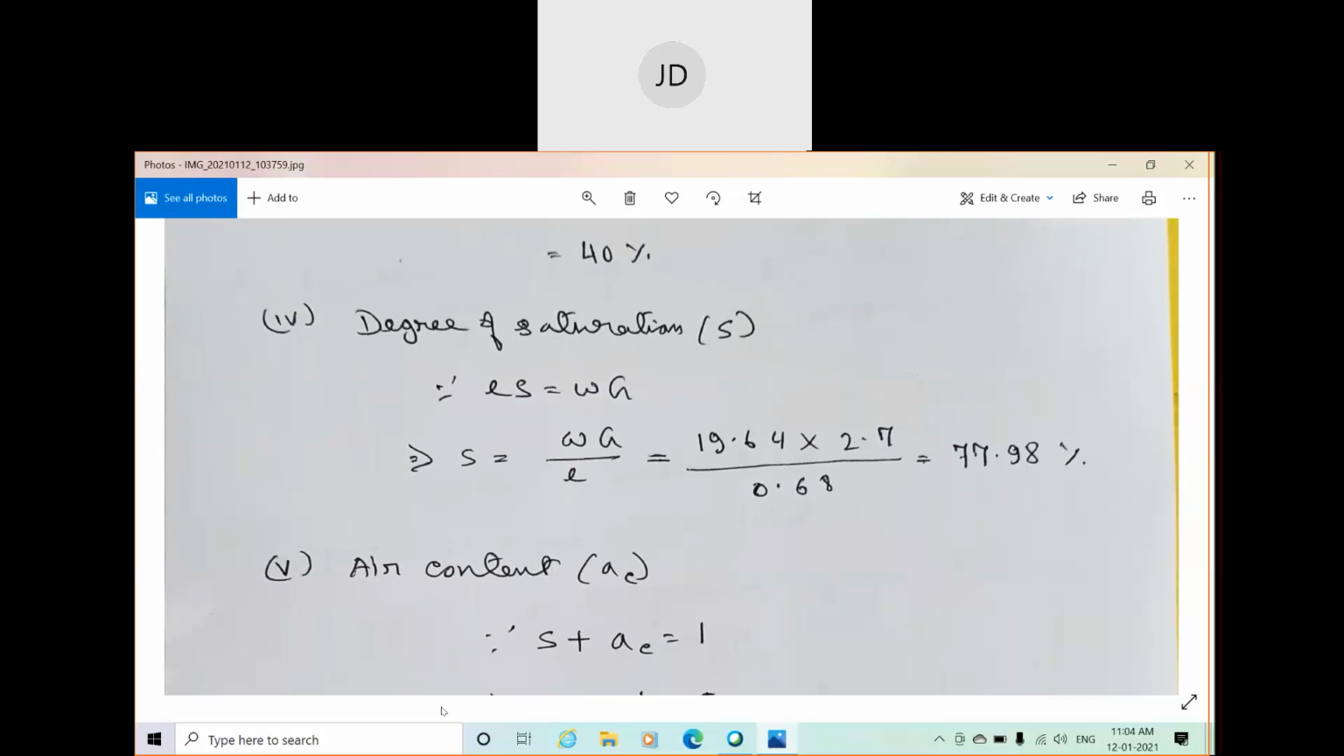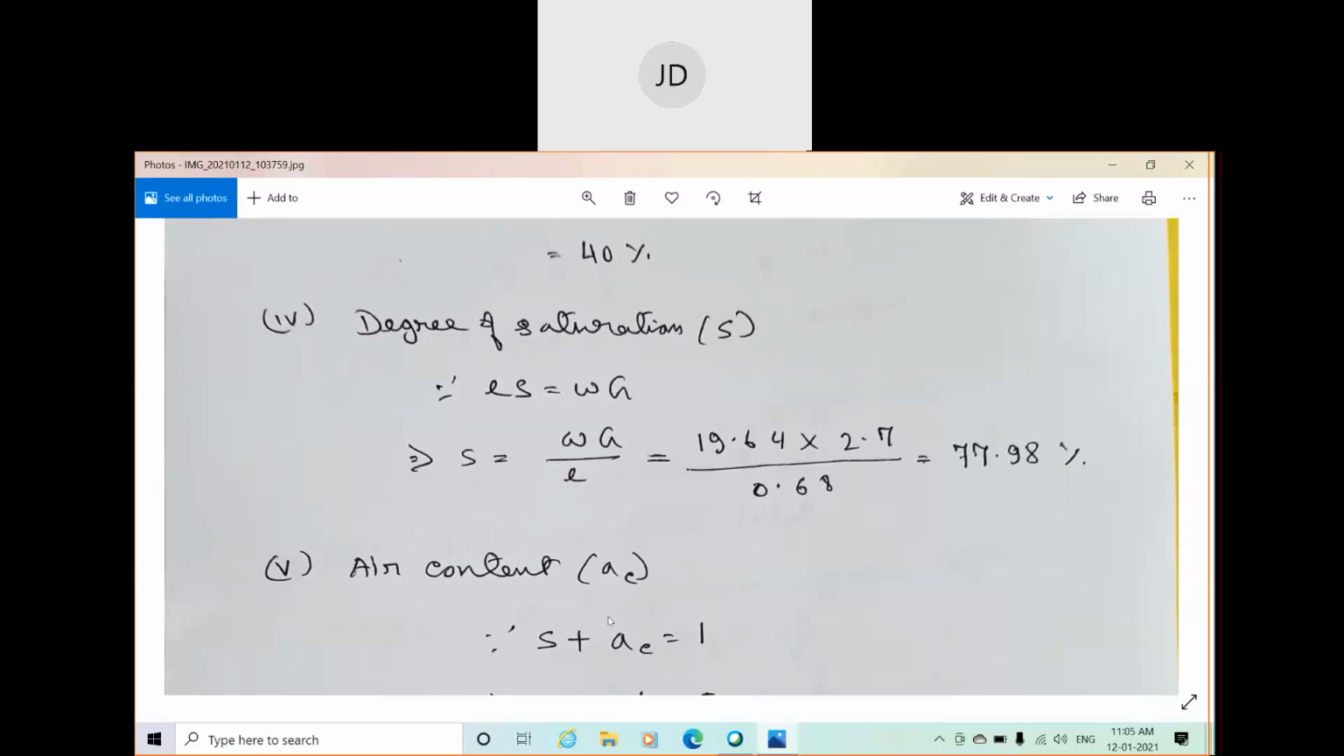We know degree of saturation plus air content is equal to 1, since both are defined with respect to volume of voids only. S represents volume of water by volume of voids. AC represents volume of air by volume of voids. The summation of these two must be equal to 1. So using this relation between AC and S, that is, the relation between degree of saturation and air content, you can find out the value of the unknown.